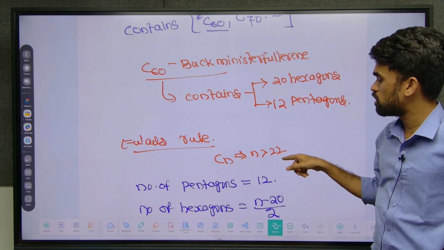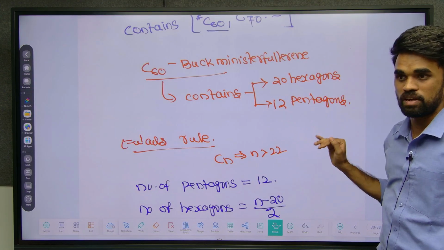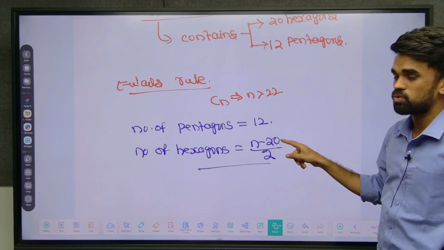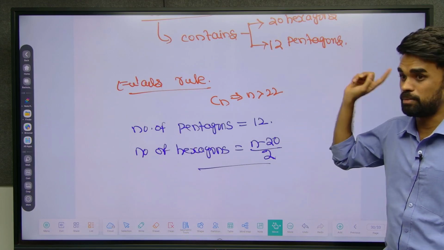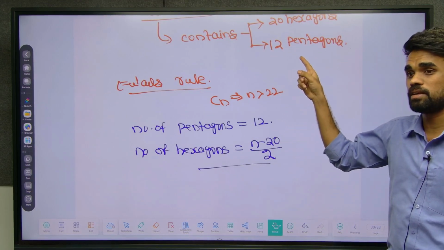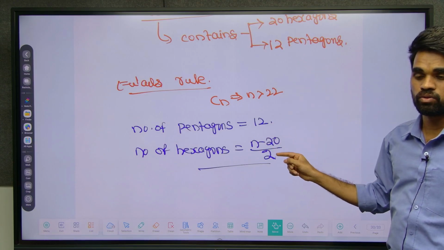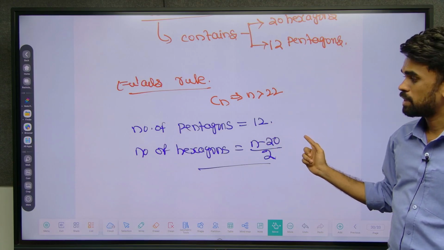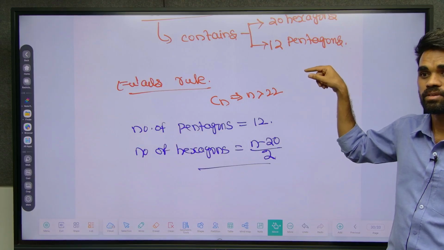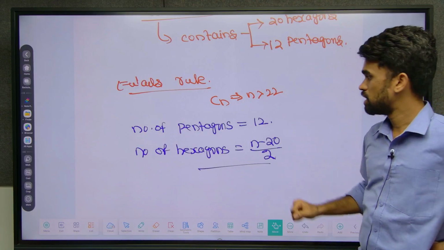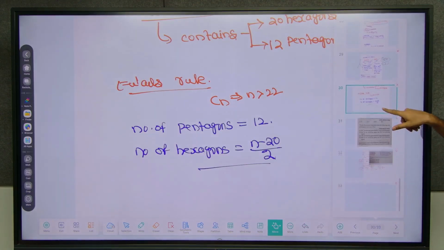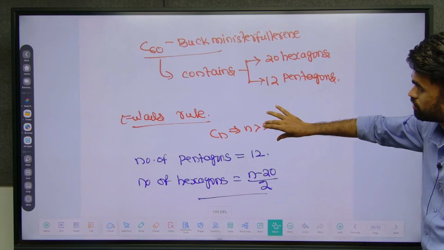So that n value should be greater than 22, then only this will work. Okay, so n minus 20 by 2. So for hexagon, C60, how many you tell me? How many hexagons? 60 minus 20 by 2, 40 by 2, 20. If I say C70, 25. Morning we did this. Okay, done. So now let us see some questions. Okay, right.